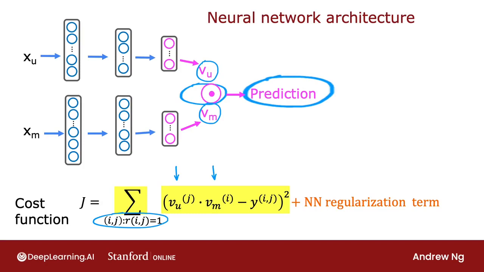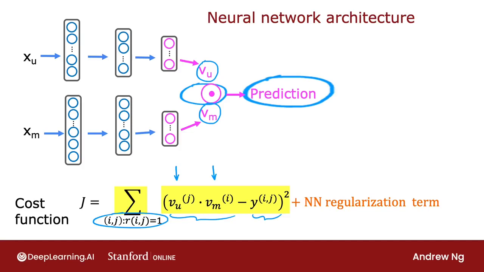And so to be clear, there's no separate training procedure for the user and the movie networks. This expression down here is the cost function used to train all the parameters of the user and the movie networks. We're going to judge the two networks according to how well VU and VM predict YIJ. And with this cost function, we're going to use gradient descent or some other optimization algorithm to tune the parameters of the neural network to cause the cost function J to be as small as possible.